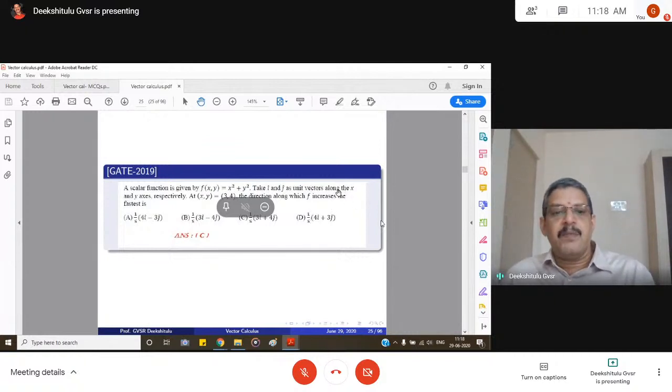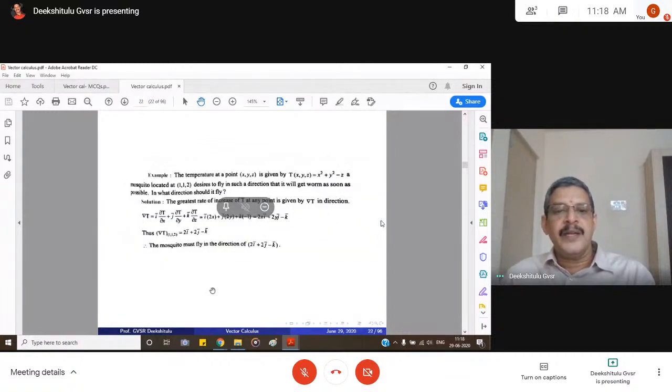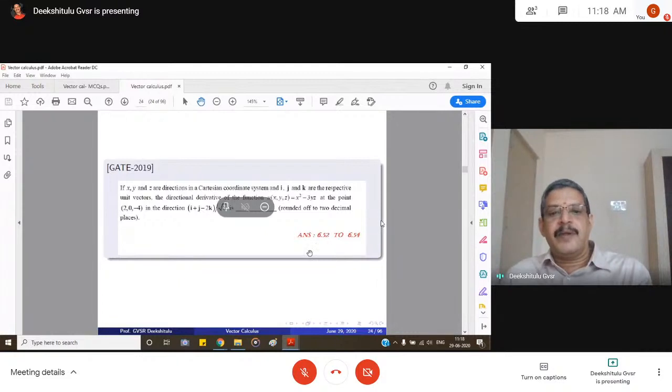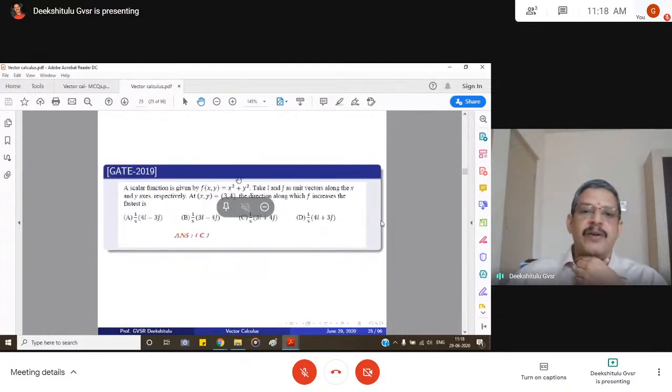This already we have done a problem on, the fly problem, the temperature, and in what direction it gets warm quickly. Similar problem here. First for that you have to find the gradient of this at the point (3, 4). That's enough, just a one minute problem. So 2xi plus 2yj, that is the gradient. If you put (3, 4), the point gives 6i plus 8j.